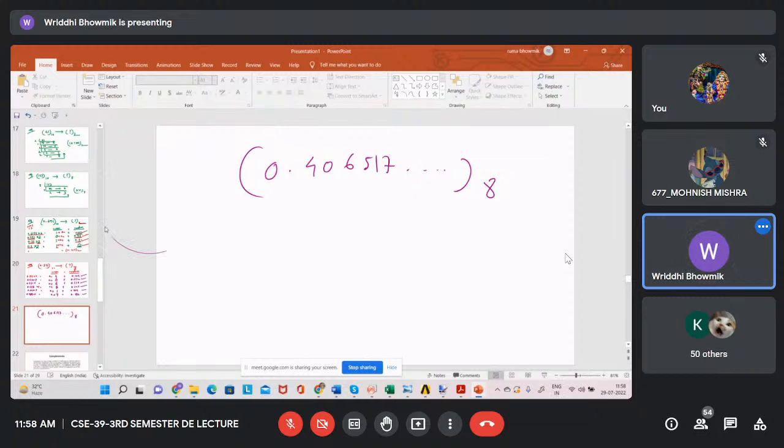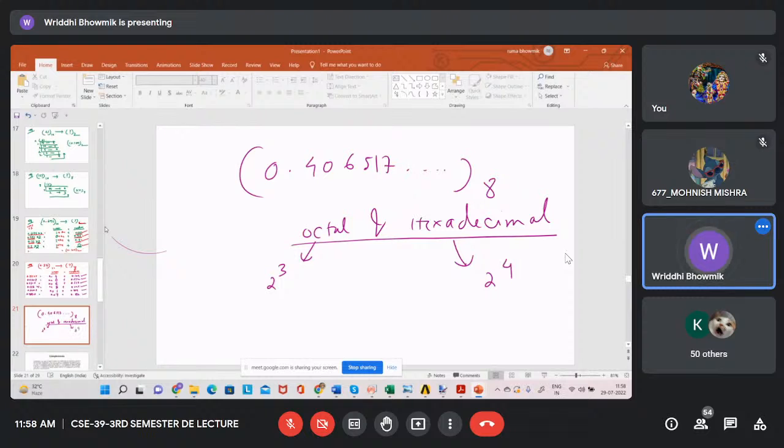Now octal and hexadecimal. Okay, so octal means what? 2 cube. Hexadecimal means what? 2 to the power 4. Okay, so suppose you have a number 10 110 001 101 011 point 111 100 000 110, base 2.